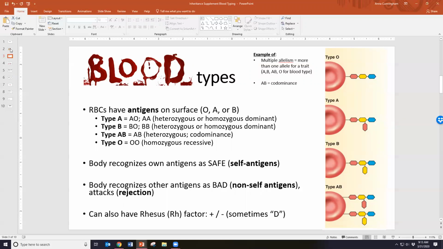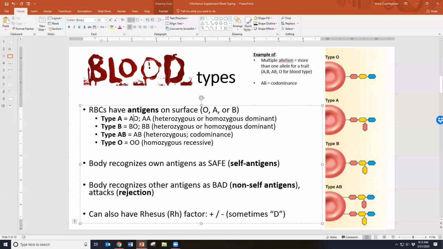Blood typing, if you are type AB, is also a really good example of codominance. That's because when we look at the blood types, type A, as you can see on this slide, A is a dominant allele. So type A blood could have the genotype AO, which is heterozygous. A would be expressed because O is a recessive allele. Type A could also be homozygous dominant for A.